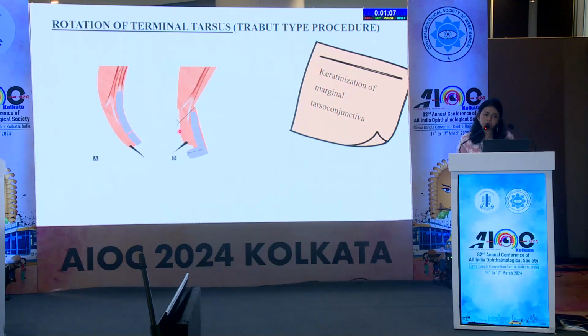And last but not the least, the rotation of the terminal tarsus. Now this happens when we discussed the last point, keratinization of the lid margin. Now what if the lid margin is keratinized? We need to take it away from the cornea. So what do we do in such a case?